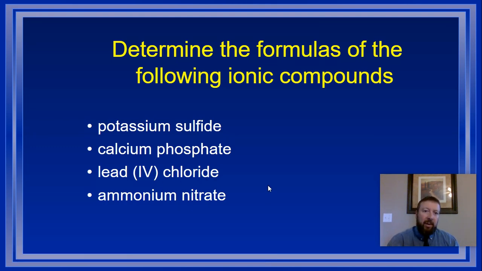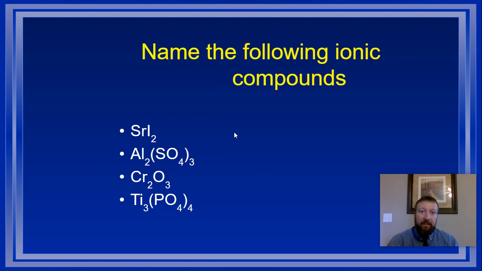And the same with ammonium nitrate. When you go the opposite way in naming, again, figure out if it's a metal. Sr, strontium's a metal, aluminum's a metal, chromium's a metal, titanium's a metal. And you just name the metal and then change the ending to -ide.